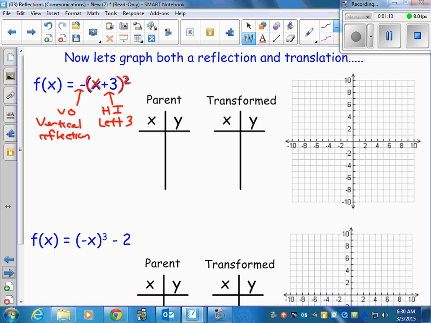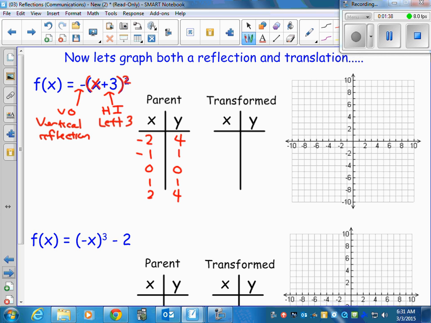So now our parent function is x squared, so we're starting with our initial points, -2, -1, 0, 1, and 2 for the x value. When we square those through the parent, we get 4, 1, 0, 1, and 4. So now we want to start looking at the transformation and what we do to the original values.